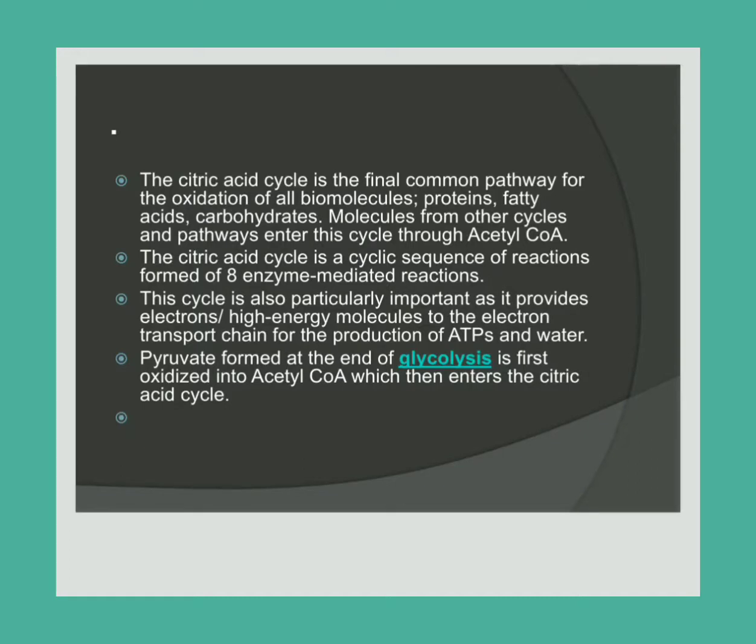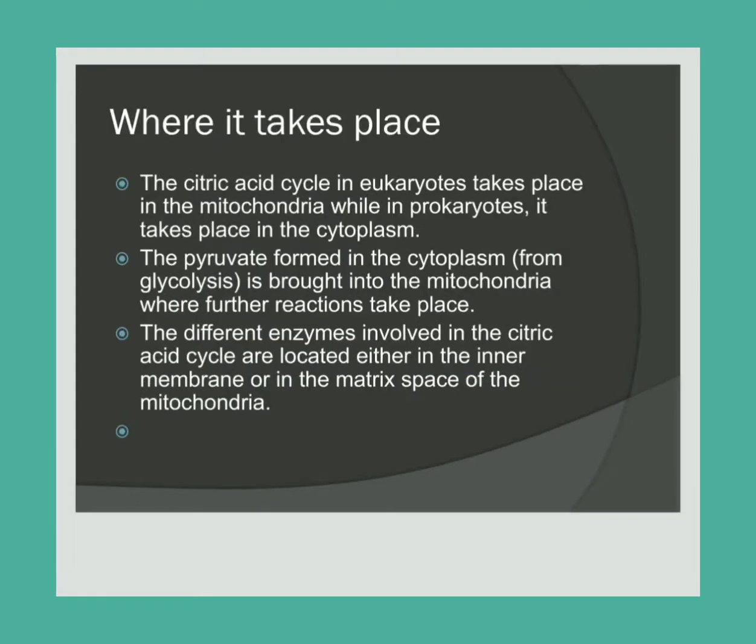Pyruvate, which is formed at the end of glycolysis, is first oxidized into acetyl CoA, which is a 2 carbon molecule, which then enters the citric acid cycle. So 2 pyruvic acid will produce 2 acetyl CoA. It will enter the cycle. So where does it take place? In the eukaryotes it takes place in the mitochondria, while in the prokaryotes it takes place in the cytoplasm. The pyruvate formed in the cytoplasm is brought into the mitochondria where further reactions will take place.